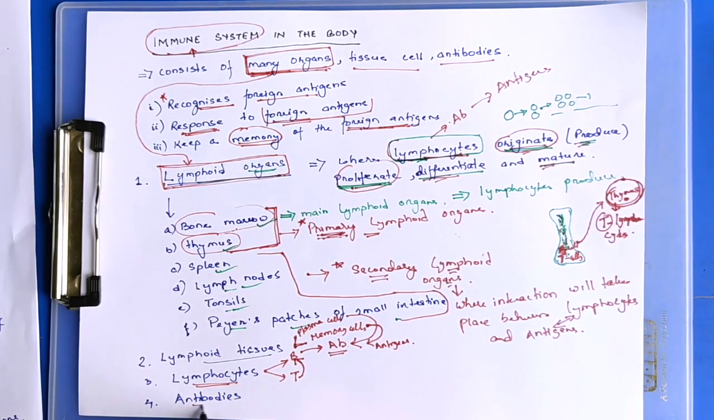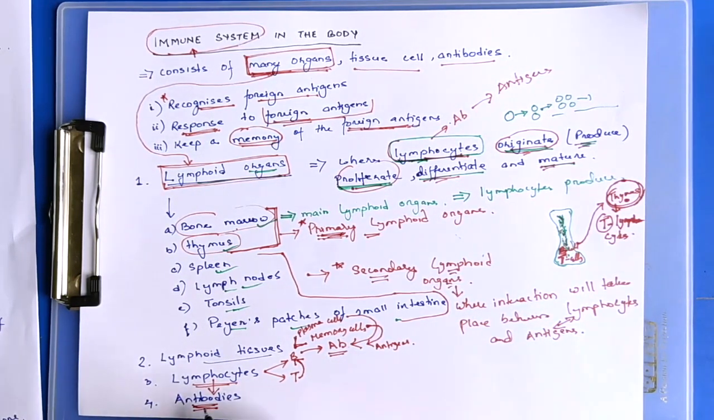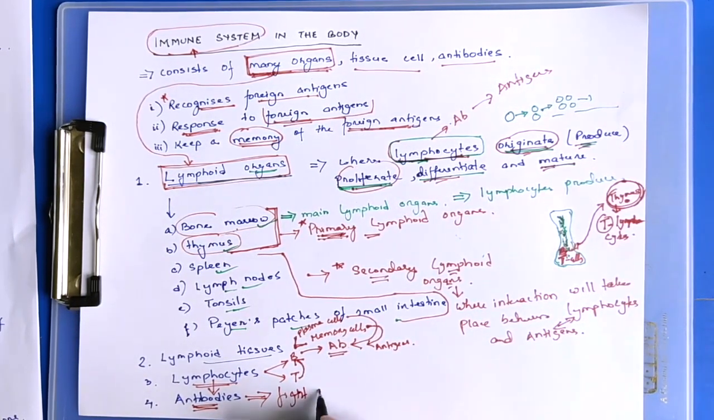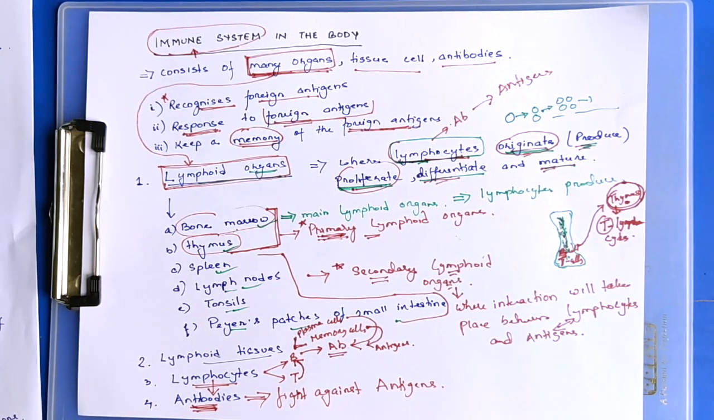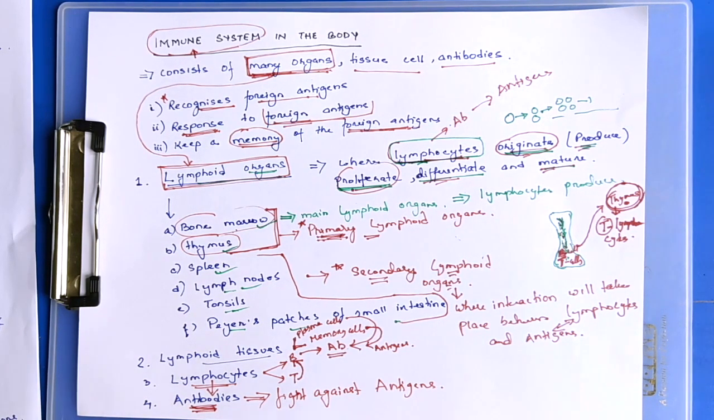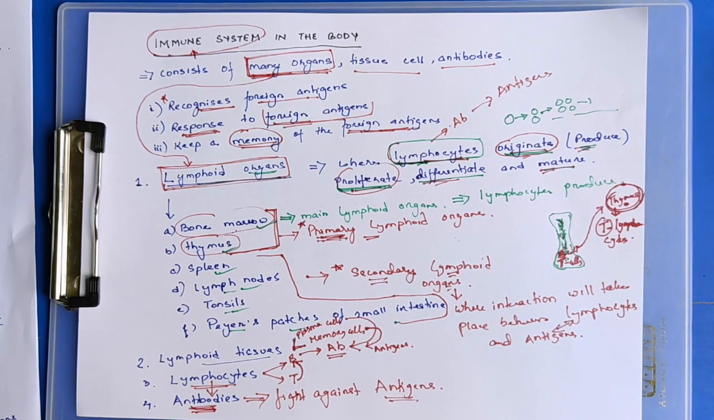Next up, we have antibodies. Antibodies are produced by our lymphocytes, and the function of antibodies is to fight against antigens. Antigens are foreign particles or foreign pathogens that enter the body.